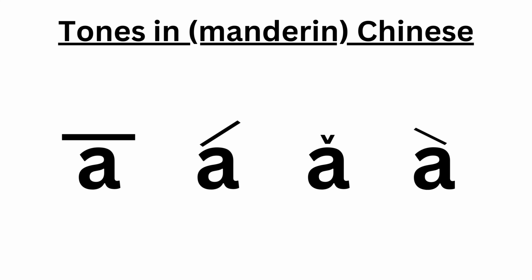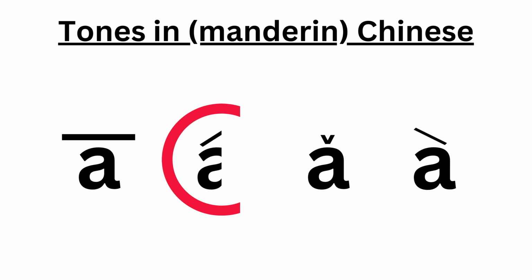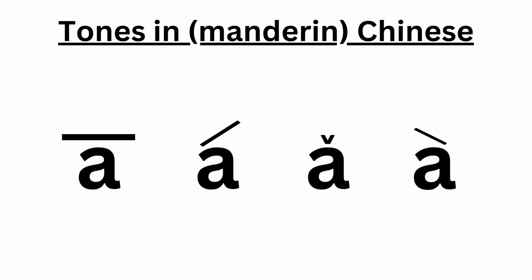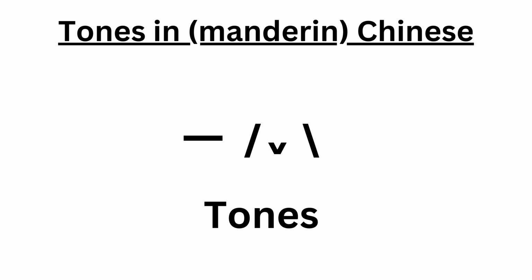Let's see what these 4 tones are again. The first tone. The second tone. The third tone. The fourth tone. This is how there are 4 tones in Chinese. These tones are written according to the way we say them. Let's practice these tones and say these words. From the first tone, from the second tone, from the third tone, from the fourth tone.